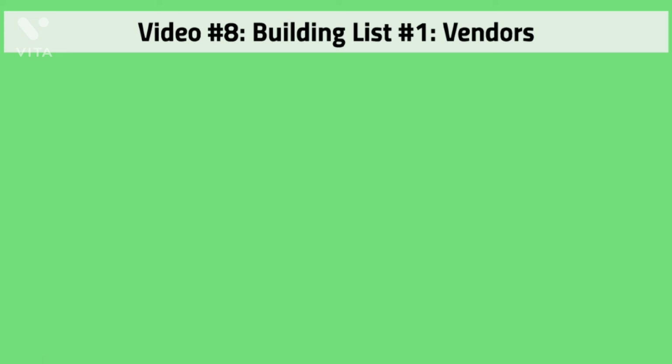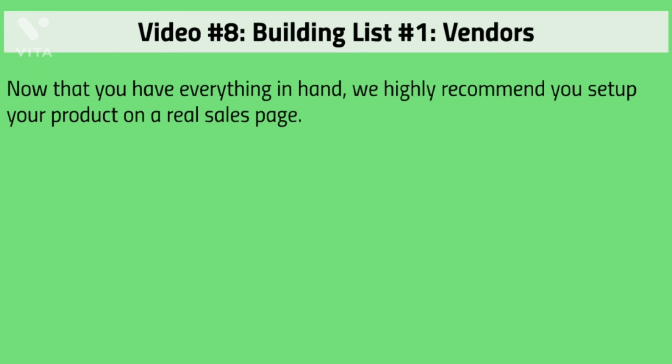Now, this is not necessarily required, but this is going to help you get more yeses. So once you have everything in hand, what we highly recommend that you do is you set up your product on a real sales page. Now, you might be thinking, oh, this is so hard to do, but in reality, what I recommend that you do is taking what you learned in the previous video about getting a script written, finding a video spokesperson on Fiverr to read that script.